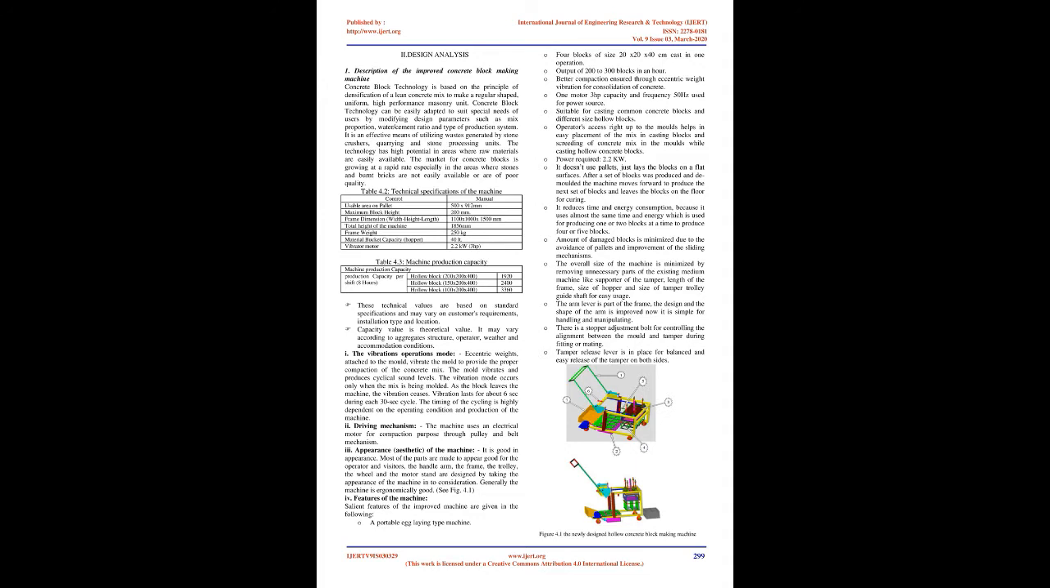Table 4.2 Technical specifications of the machine. Control: Manual. Usable area on pallet: 500 x 912 mm. Maximum block height: 200 mm. Frame dimension, width, height, length: 1100 x 1000 x 1500 mm. Total height of the machine.